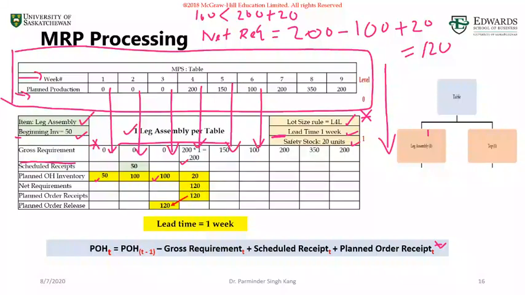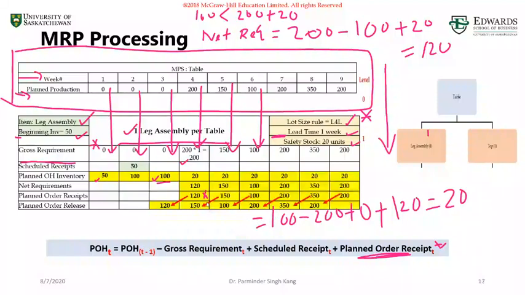So my planned on hand is going to be, after receiving these items, the planned on hand from the previous week as 100 minus gross requirements 200 plus scheduled receipt of 0 plus planned order receipt, which is 120 now, after we have planned this here. So that will give me 20 units. Make sure you update this information, because I see sometimes students have kept this as a negative number. No, you can't have it negative. You should update this number once you have sorted out your planned order receipt.